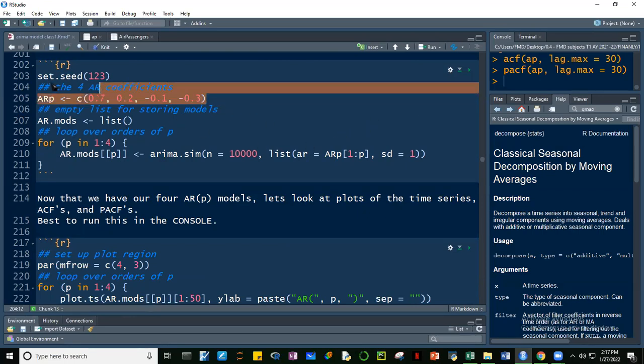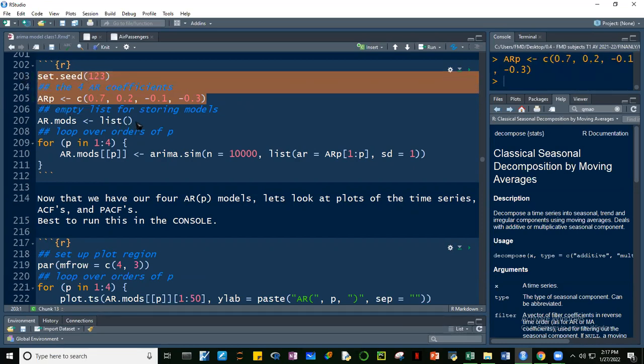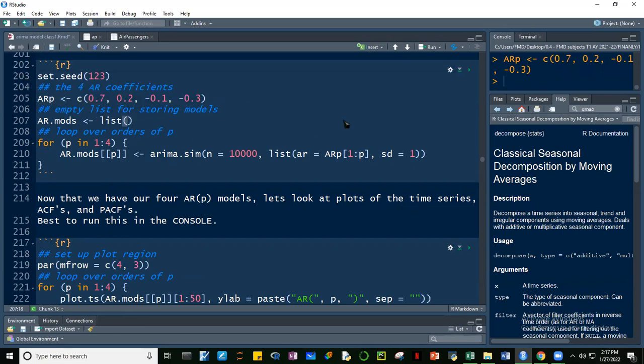I-run natin yung unang set.seed para kasi randomized to, no? And then AR.models, list natin. And then ito na yung function natin na gagamitin. Magsa-simulate siya ng ARIMA ng 10,000 times. Okay? So i-run na lang natin yung buo.